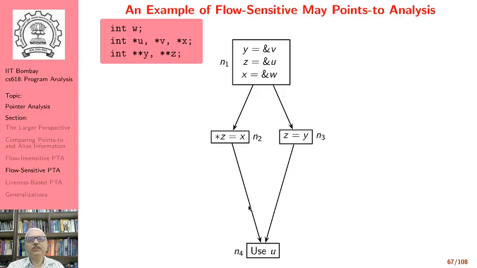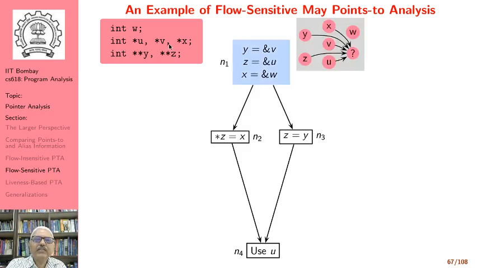Let's look at a simple example of flow-sensitive points-to analysis. The types have been shown here. This program is type correct. Because of the boundary information, we have x, y, z, u and v all pointing to question mark. Note that w is a scalar, everything else is a pointer. So w doesn't have a pointee question mark because it's not a pointer. This is the boundary information that we have.